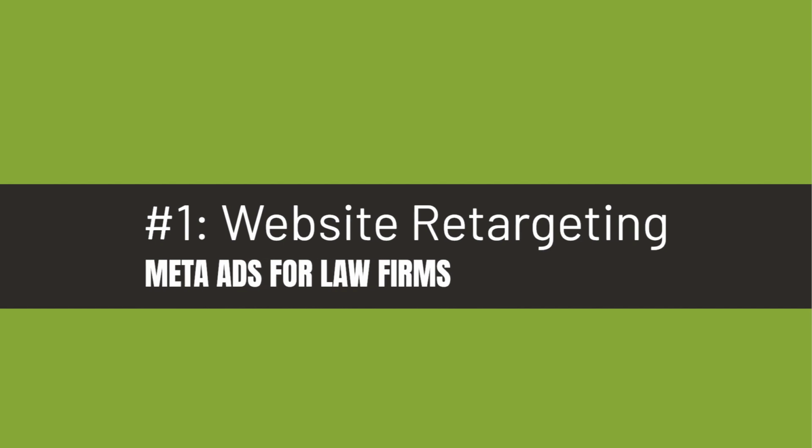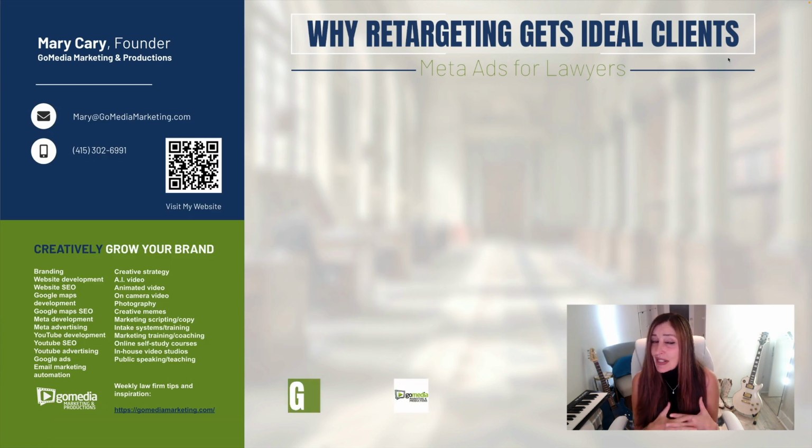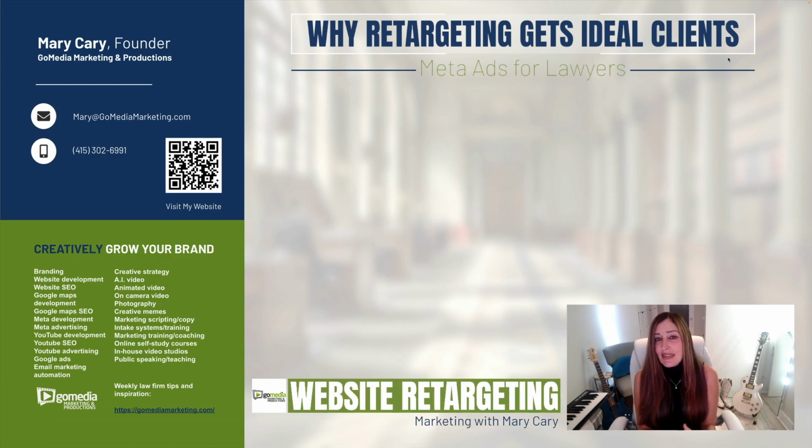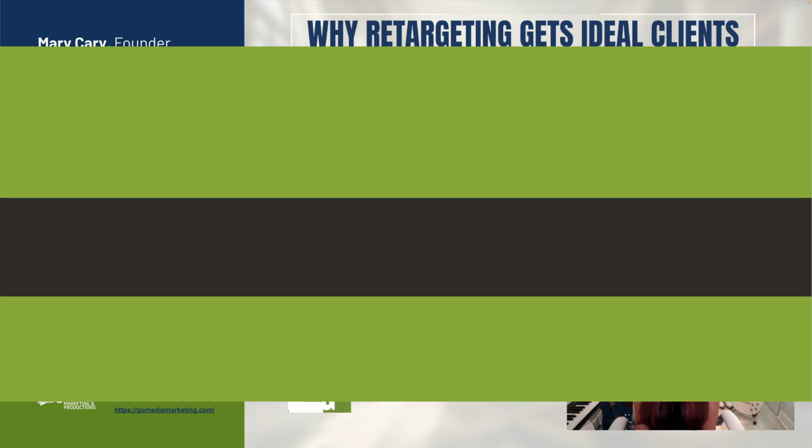Example 1, website retargeting. So in Meta Ads, which is Facebook and Instagram, we can retarget in a lot of ways. In this case, we use Meta retargeting ads to introduce people to maybe a new ad after they've visited your website. So imagine it this way. Imagine that you're spending money on Google ads and you have a campaign going where your potential clients are going to a landing page on your website. Now those same visitors will see a new ad on Facebook or Instagram. This makes your Google ads more valuable.